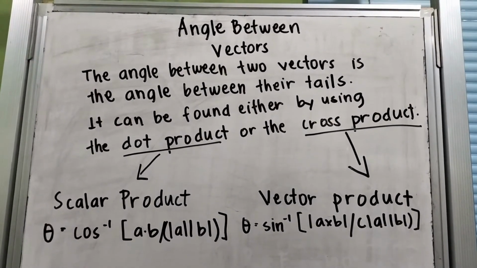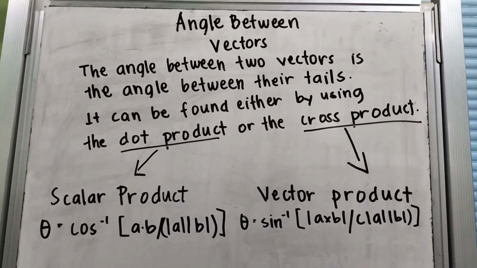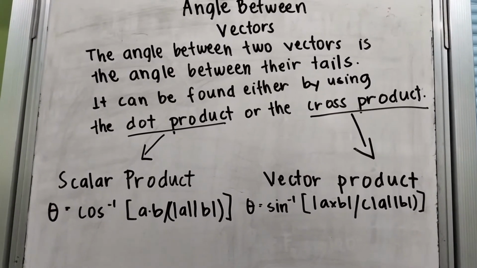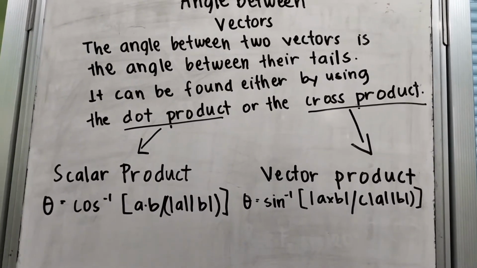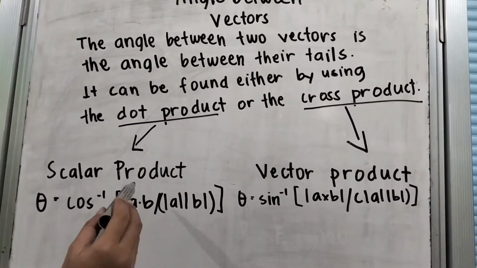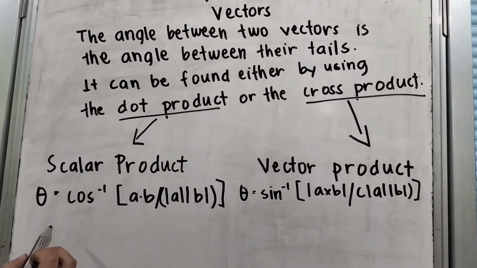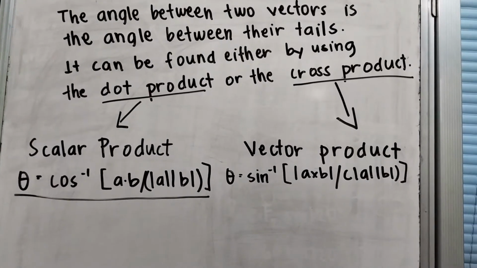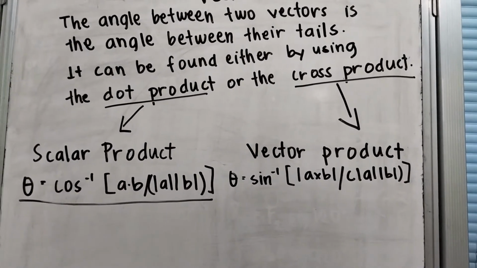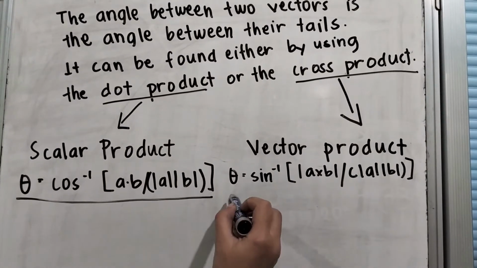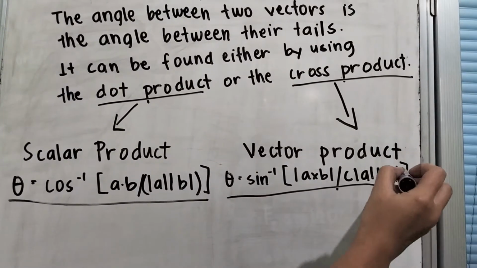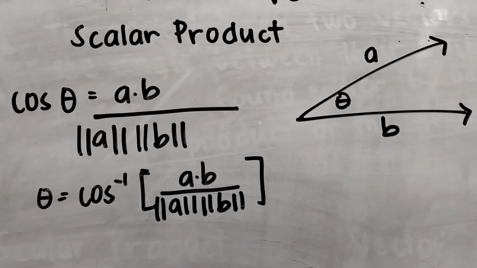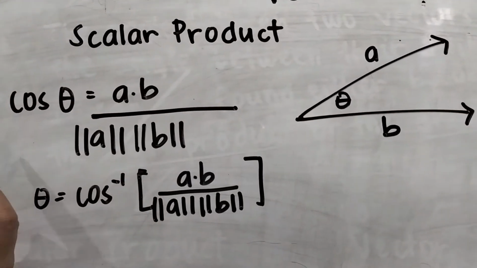Angle between vectors. The angle between two vectors is the angle between their tails. It can be found either by using the dot product or the cross product. So the dot product is the other term for the scalar product, which has the solution of this. And the cross product is the other term of vector product with the solution formula of this. So as an example, we will use the scalar product solution. So this will serve as our formula.